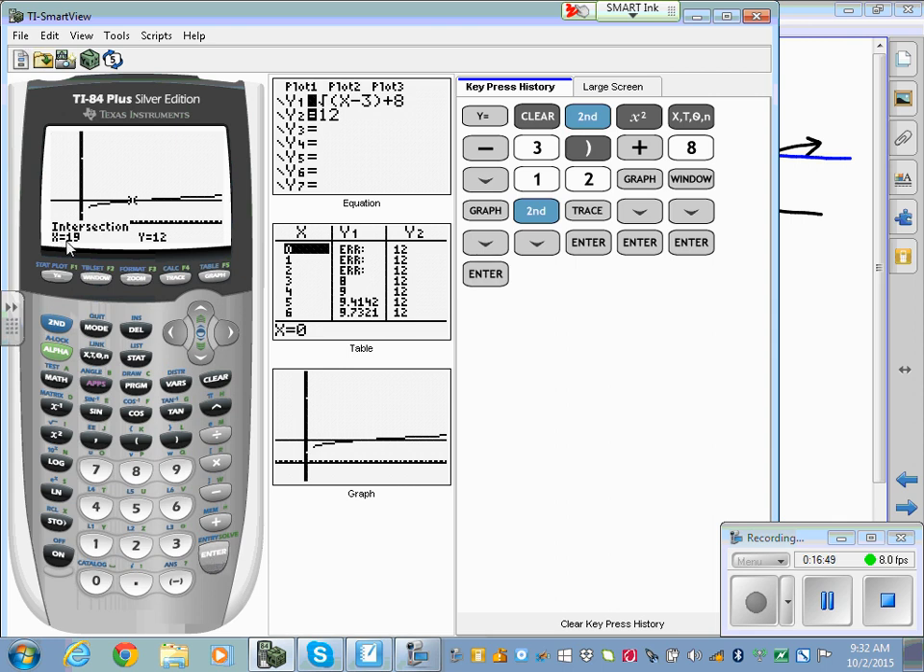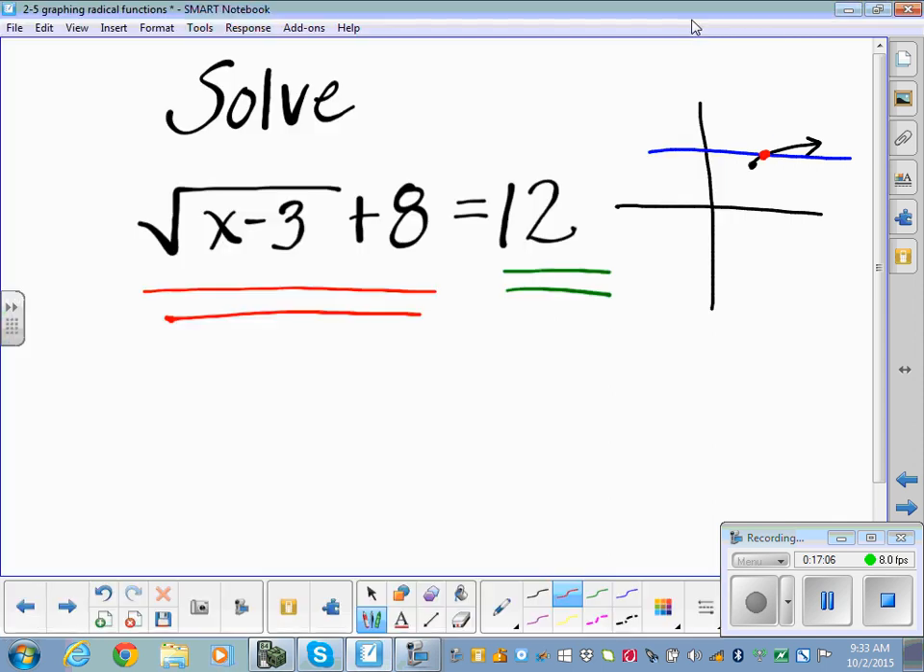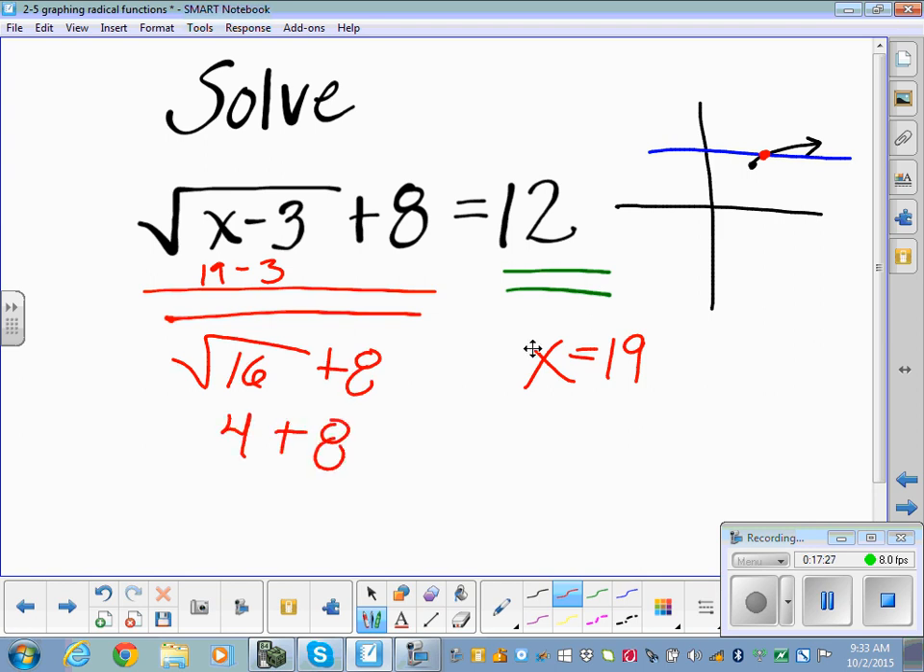Say enter. Our intersection is at x equals 19, y equals 12, which makes sense. It's going to be as far up as 12 because the straight line was at 12. Our x value is what we were solving for, so x is equal to 19. Make sense? If you plug in 19, 19 minus 3 is 16, the square root of 16 is 4, plus 8 is 12, which is equal to 12.